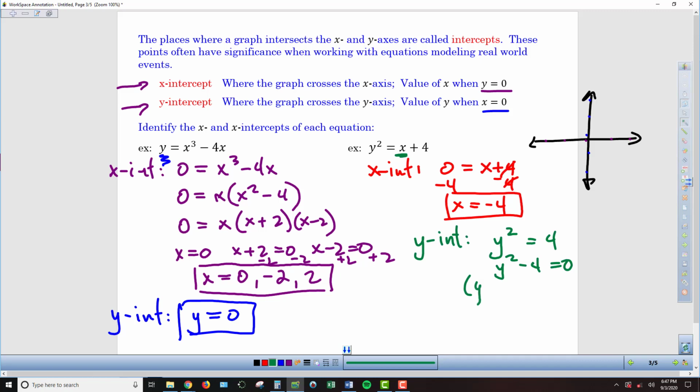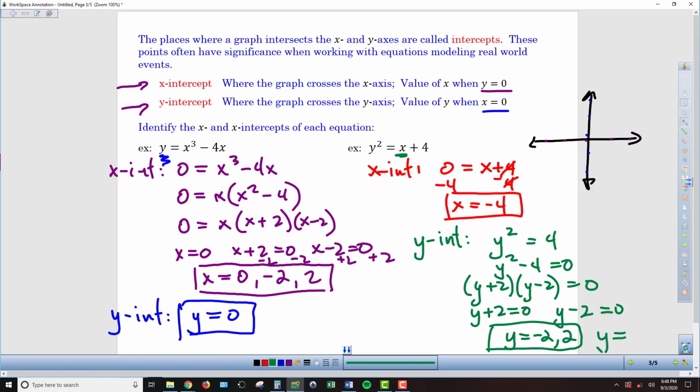Then we get y plus 2 times y minus 2. Just like we did on the previous question, we take each of these factors, set them equal to 0, and then solve these mini equations to find the 2 y-intercepts. Hopefully we can see that we're going to get negative 2 and positive 2. Or if we wanted to, we could, in a shorthand format, write it y equals plus or minus 2. I'm generally a lazy person, so if I can take an easy way out on something, I'll do it.